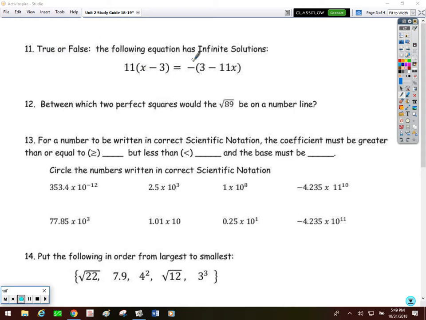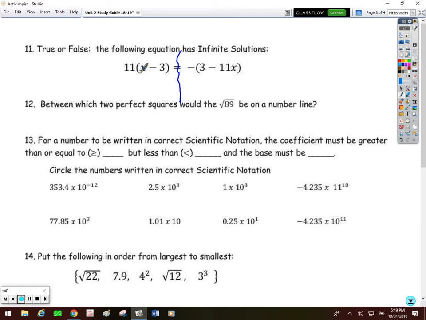Looking at this equation, it has infinite solutions. Well, remember, if I have infinite solutions, what I need to have is the same constant and the same coefficient. Okay, so if I do, those will cancel out, and I should end up with the equation equaling 0 equals 0. So let's look at it real quick.